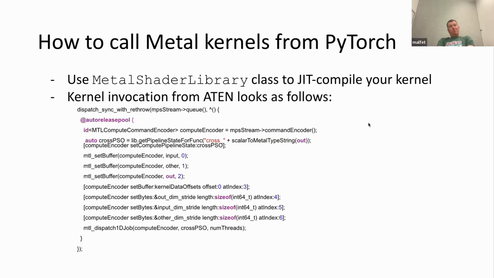Now I think a little bit kind of away from long preambles and into how to do something practical for PyTorch. So if you want to write a metal shader as a PyTorch extension or just a regular ATen kernel, please use the MetalShaderLibrary class, which is defined in the MPS operation utilities, to JIT compile your kernel source. And then kernel invocation from ATen looks as something that I screenshotted below, right? So this is from the cross kernel.